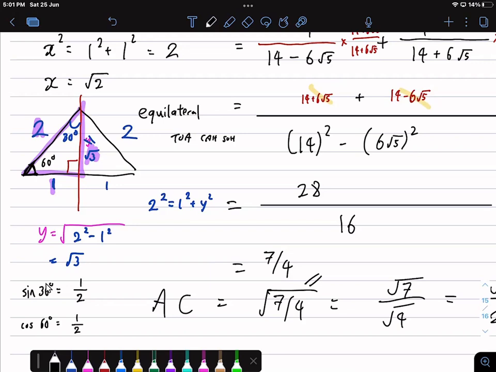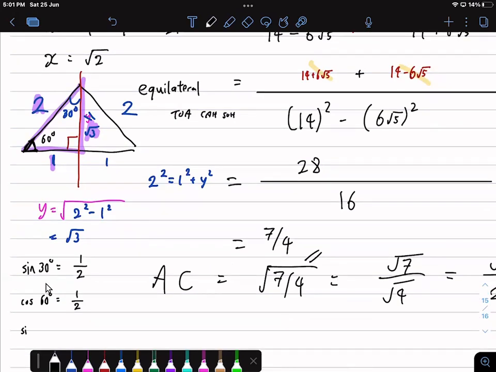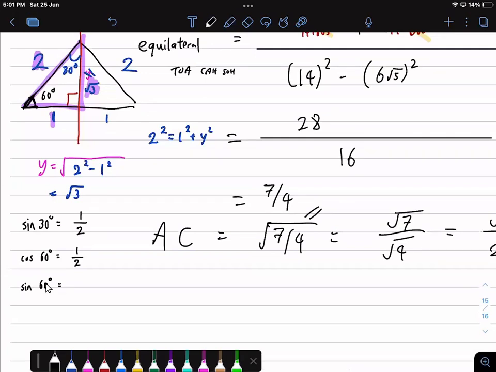What a coincidence. How about sine of 60 degrees? Sine of 60 degrees is root 3 over 2. How about cosine 30 degrees? No, we already did cosine 60. Cosine 30 degrees is root 3 over 2. They're the same again. What a coincidence. No, it's not a coincidence.